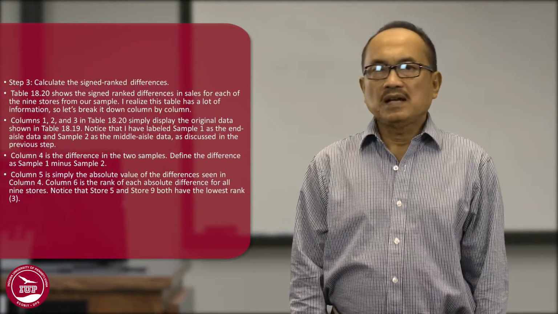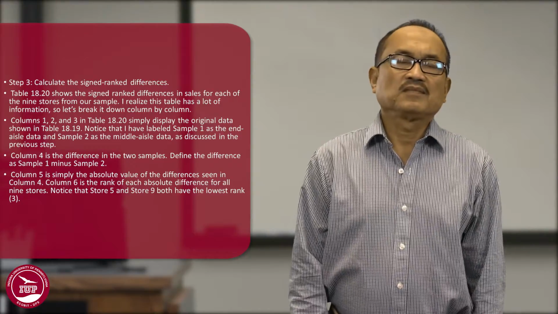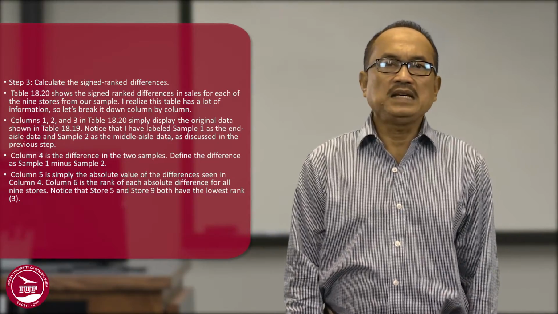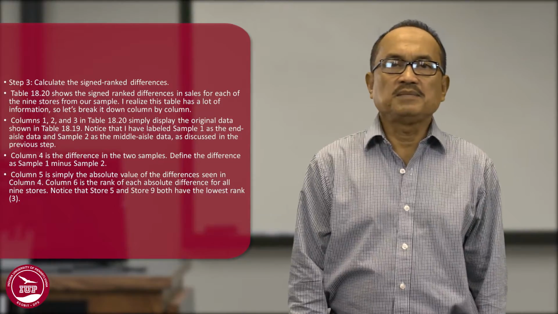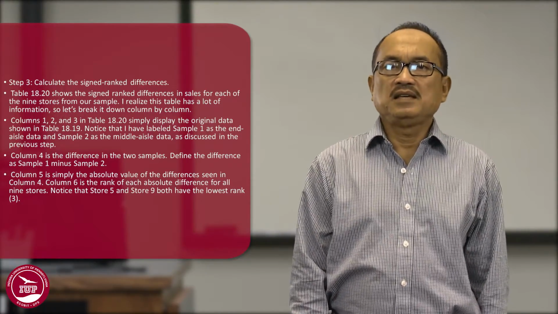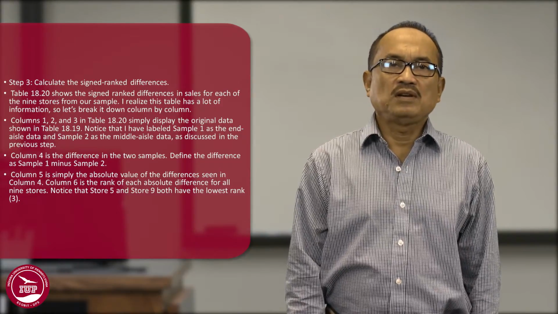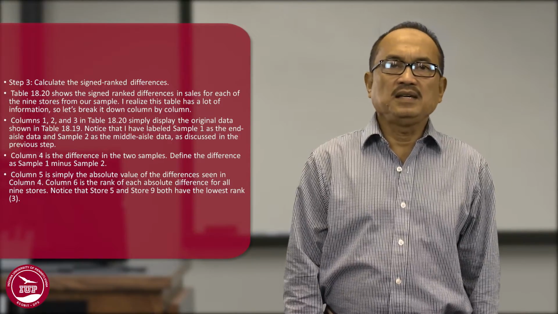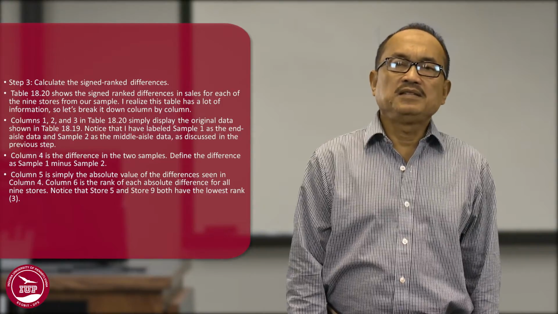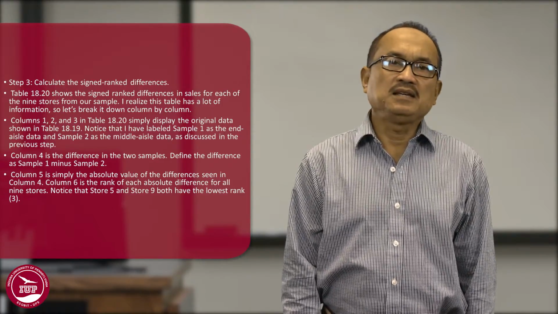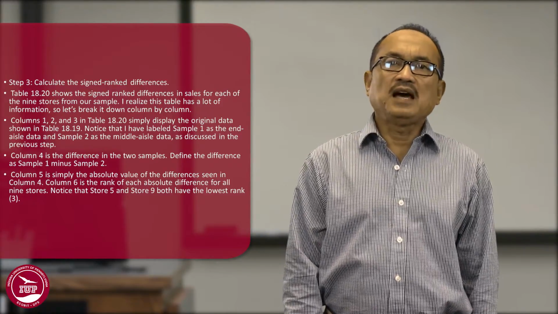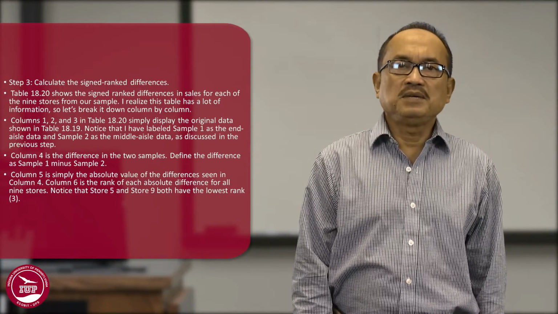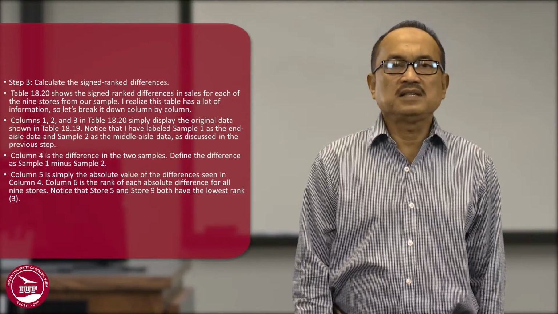Step 3. Calculate the sign rank differences. Table 18.20 shows the sign rank differences and sales for each of the 9 stores from our sample. I realize this table has a lot of information, so let's break it down column by column. Columns 1, 2, and 3 in Table 18.20 simply display the original data shown in Table 18.19. Notice that I have labeled sample 1 as the end aisle data and sample 2 as the middle aisle data, as discussed in the previous step.